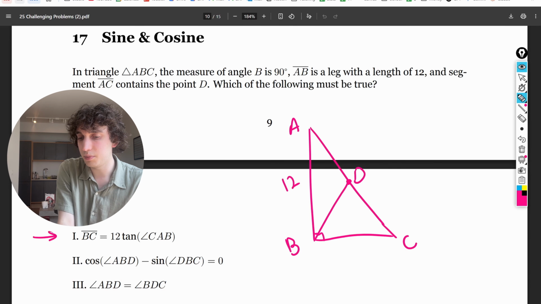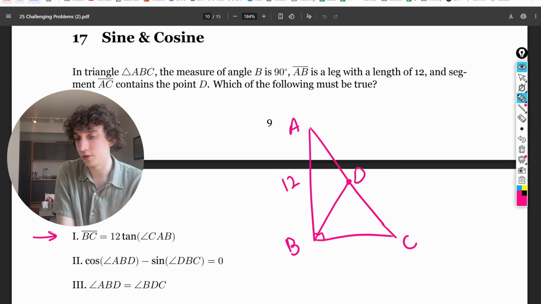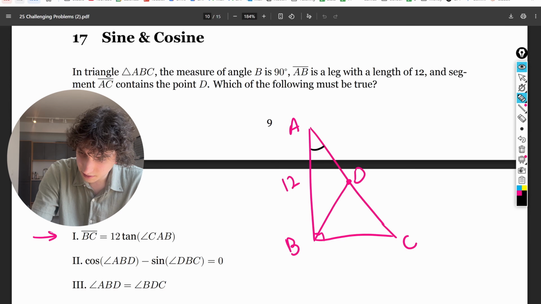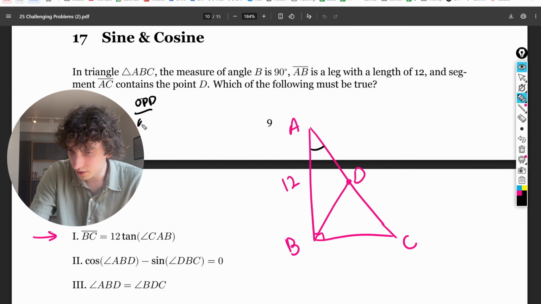The first answer says BC is equal to 12 times the tangent of angle CAB. So CAB is this angle right here up top. The tangent of CAB is the opposite side over the adjacent side, right? That's the TOA in SOHCAHTOA.